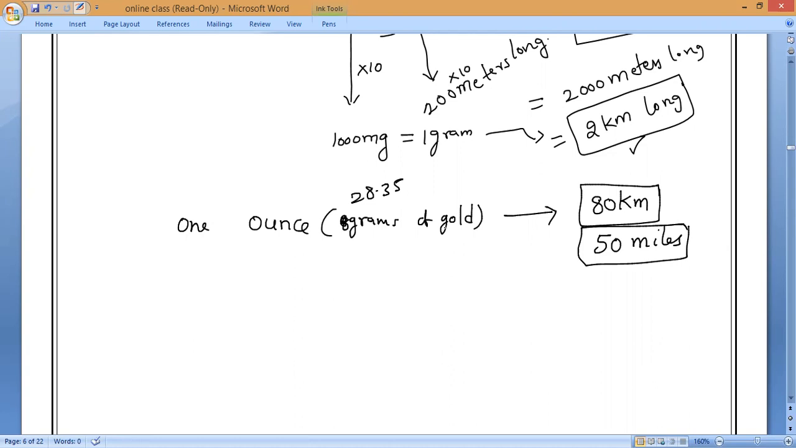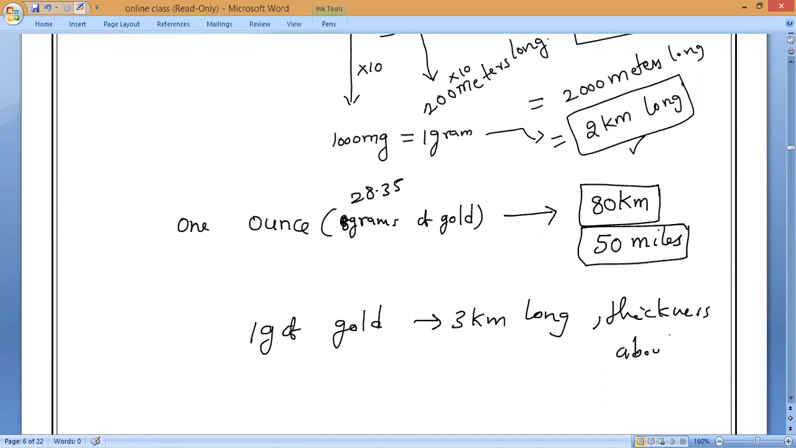So if you take 1 gram of gold, approximately, you can make 3 kilometers of wire, 3 kilometers long, and the thickness is about 5 microns. Is it highly malleable or not? Do you understand everyone? That is why we can say it has the highest malleable nature.